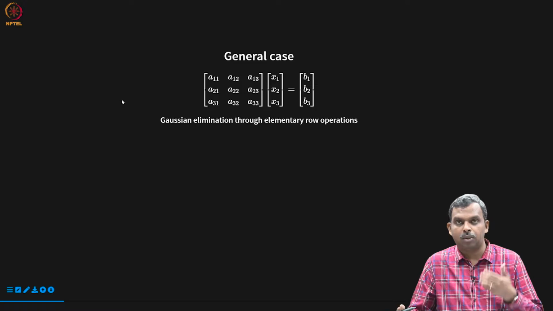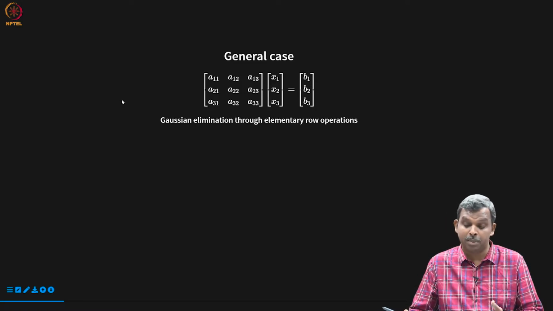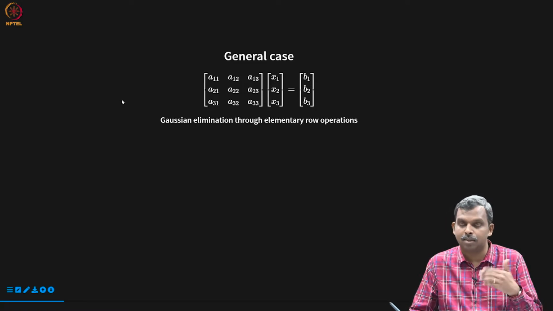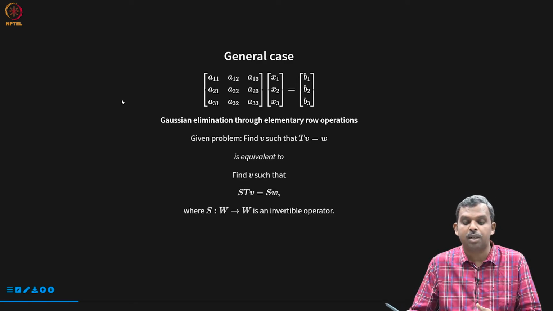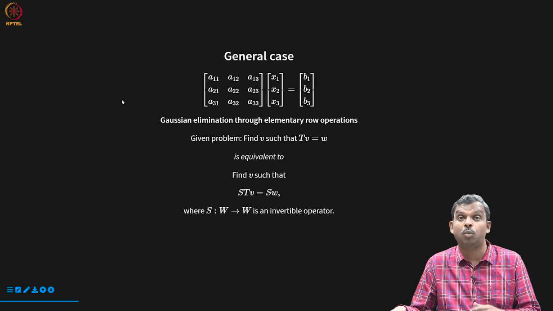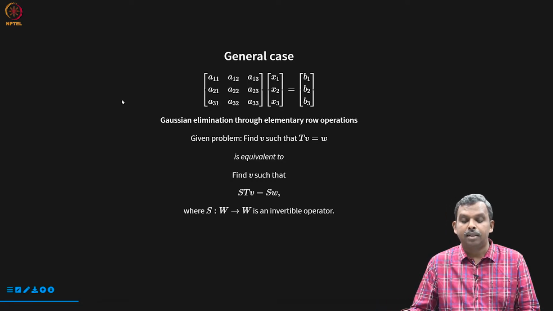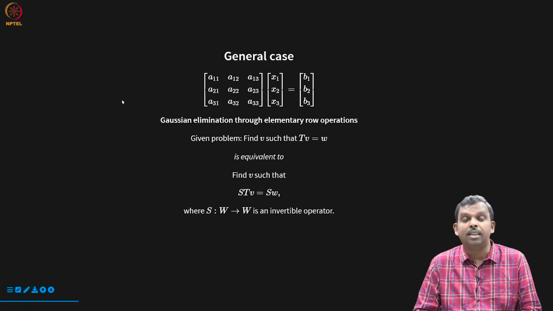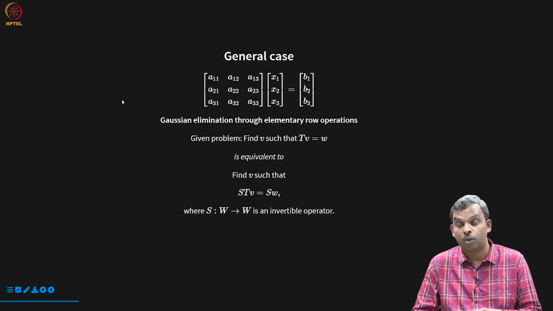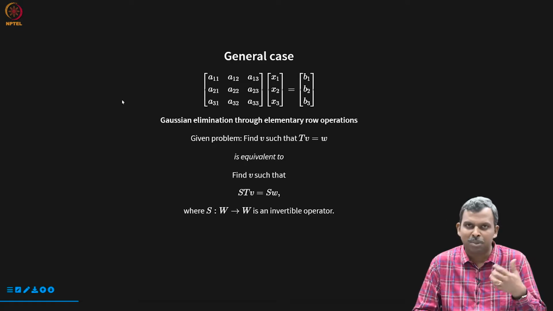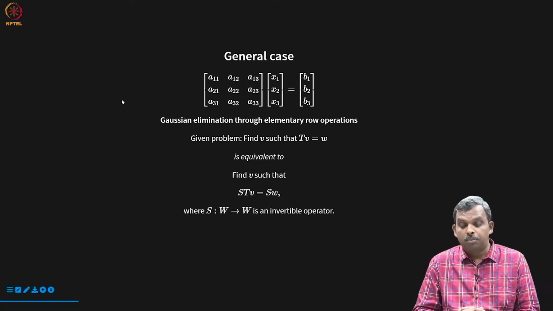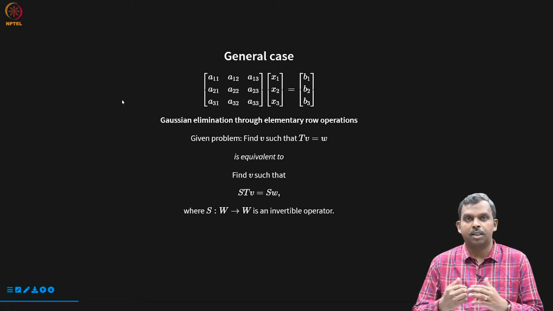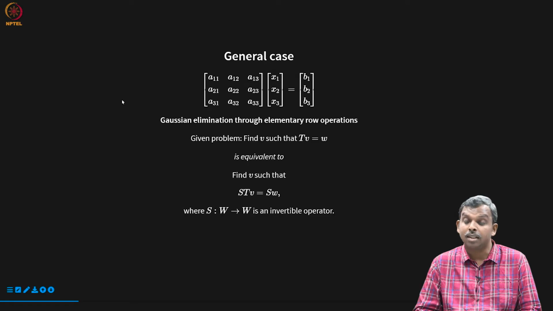Okay, so here's once again a reminder. If you have a general 3 by 3 equation, it will look like that. It would have possibly non-zero entries everywhere. You can do Gaussian elimination through elementary row operations. And what is that? Basically, the given problem is to find a V such that TV equals W. We saw that before. T is the linear map, and you want to find a vector V, find all V maybe, so that TV equals W. It turns out this problem is equivalent to another linear equation. What is that other linear equation?